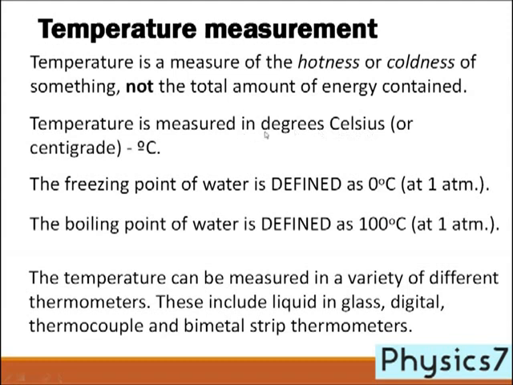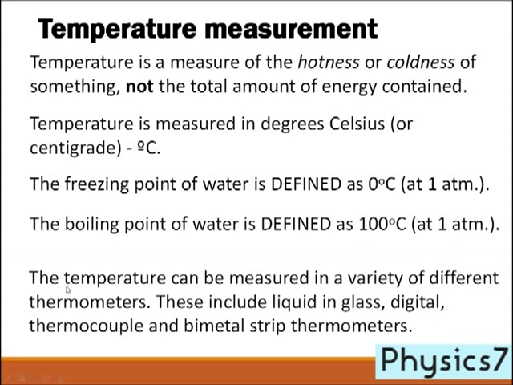So temperature is measured in degrees Celsius, or sometimes in what's called centigrade, which is the same thing. It's just different ways of expressing temperature in terms of degrees C. The freezing point of water is defined as 0 degrees C, or 0 degrees Celsius, or centigrade, at 1 atmosphere pressure. The boiling point of water is defined as 100 degrees C, and again, that is the boiling point at 1 atmosphere pressure.